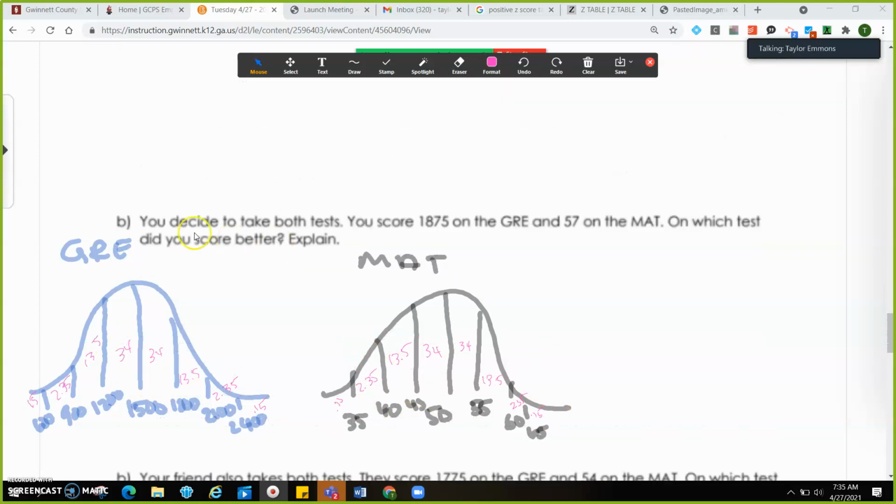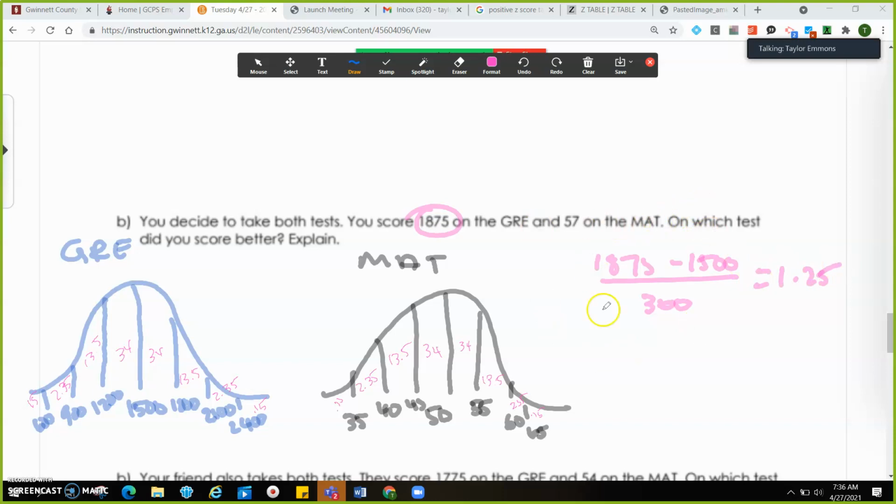Coming down here, you decide to take both tests. You score an 1875 on the GRE and then a 57 on the MAT. On which test did you score better? What we essentially have to do is find the z-score, convert it to the probability, and that's going to be your overall test score. I'll start with this one: 1875 minus 1500, and my standard deviation is 300. So 1875 minus 1500 divided by 300 gives me 1.25.